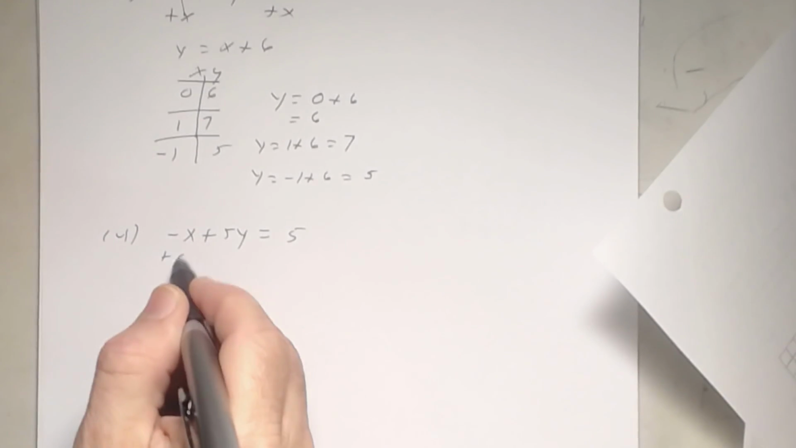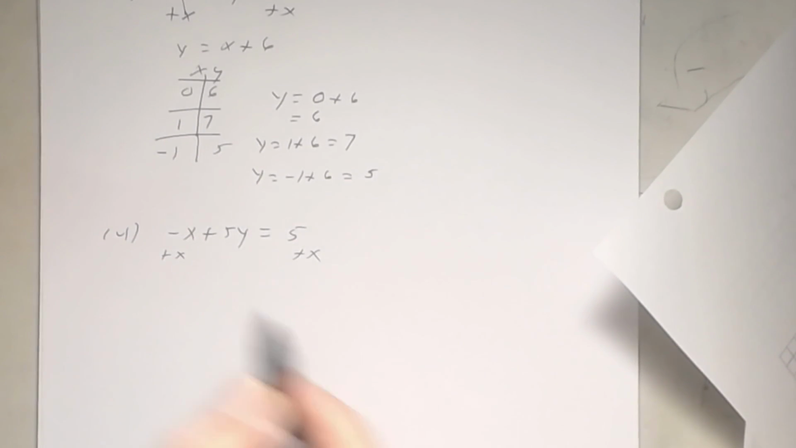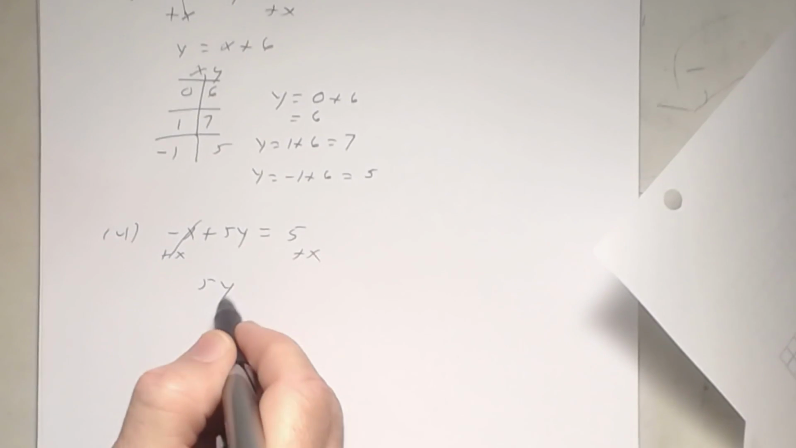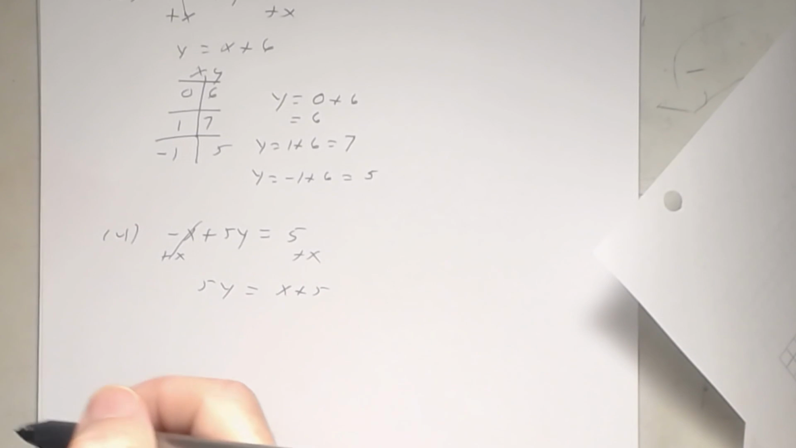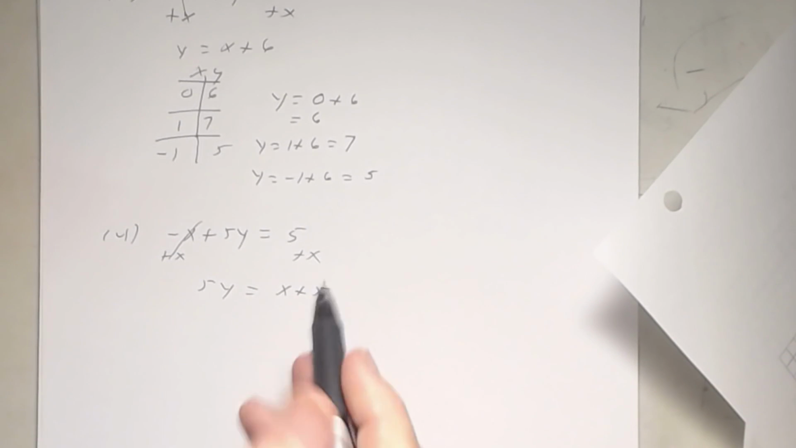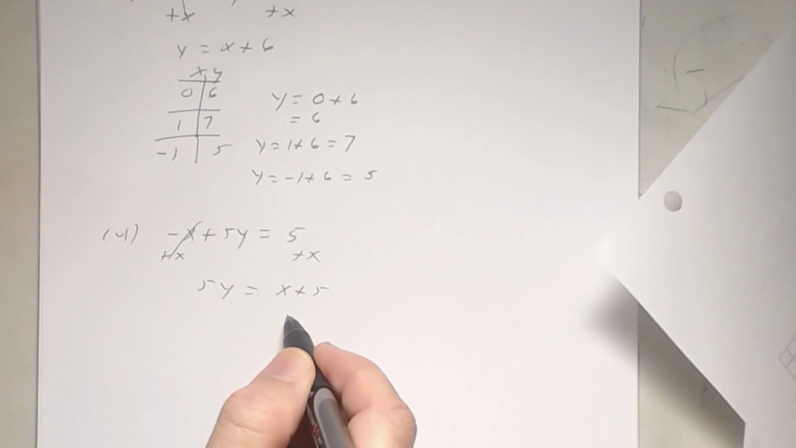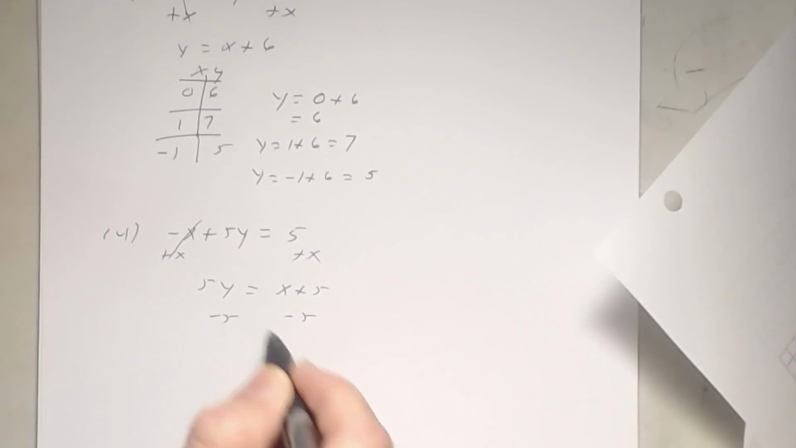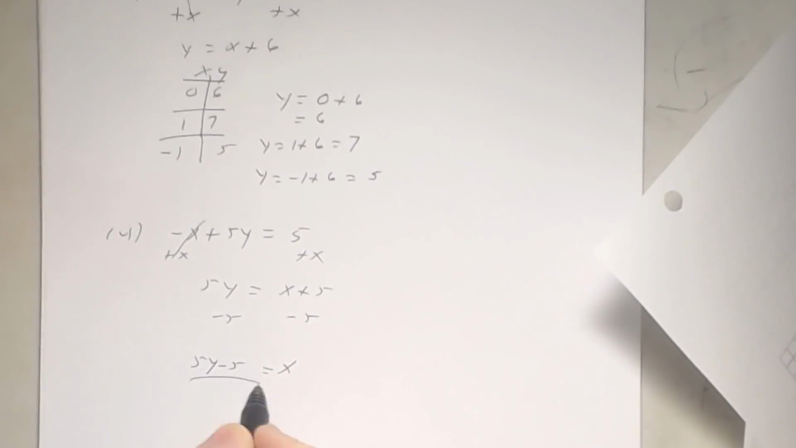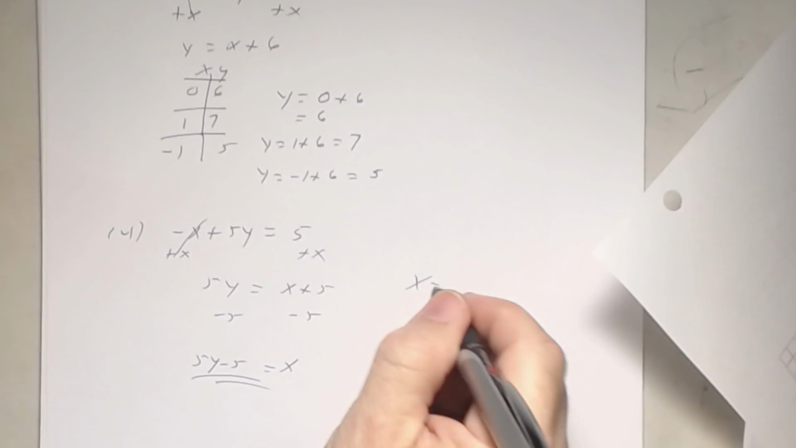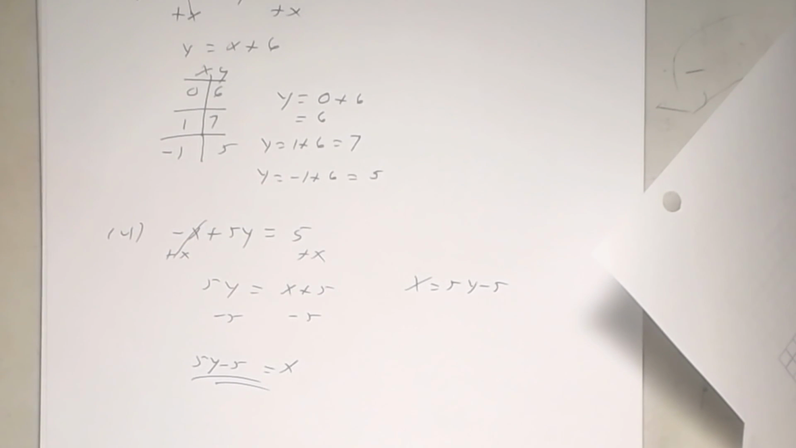So I'm going to add x to both sides. And so I get 5y equal x plus 5, correct? Now I'm going to get x by itself. How to get x by itself? Subtract 5. Subtract 5, and so I get x equal 5y minus 5. So that's what I'm going to use. So x equal 5y minus 5. Now that's going to make things a lot easier for me.